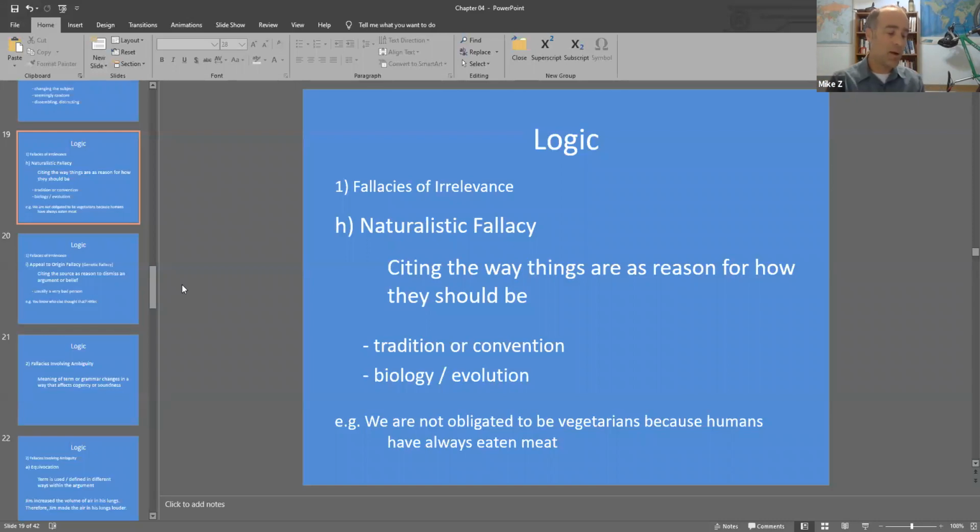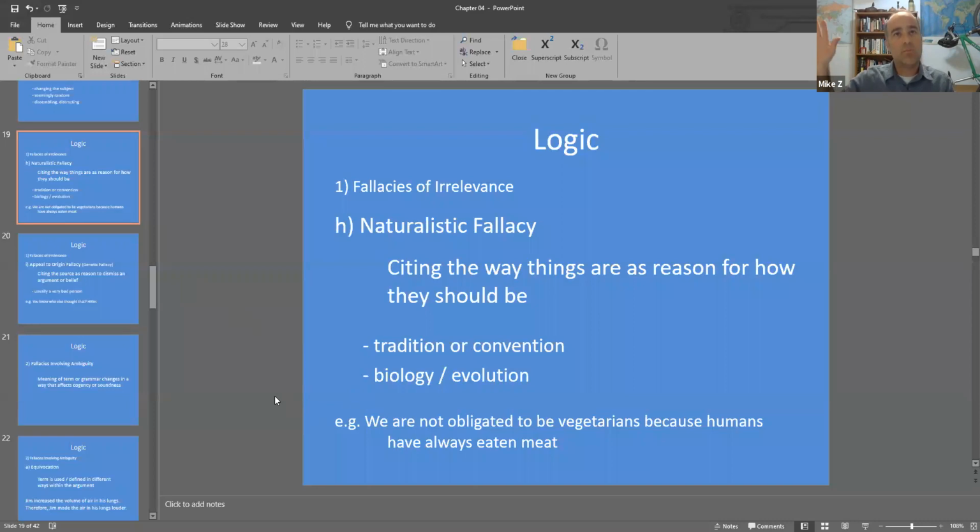Another example people might bring up is biological characteristics or evolutionary things. We see this all the time in arguments involving vegetarianism. Somebody might have a very good argument in favor of vegetarianism, saying it might be ethically unjustifiable to continue eating animals. And then somebody says, oh, well, we're not obligated to be vegetarians because humans have always eaten meat.